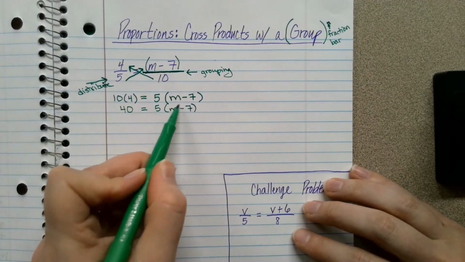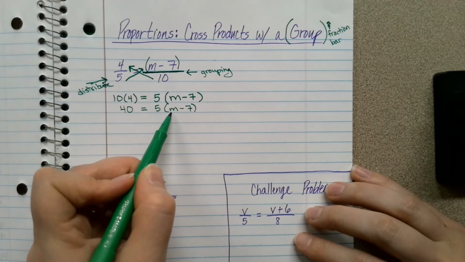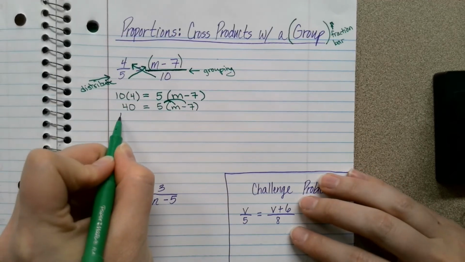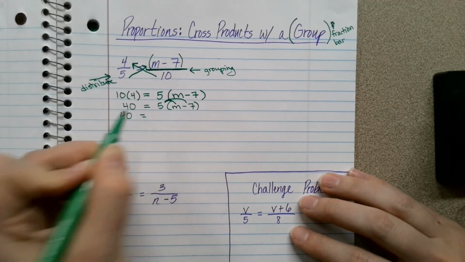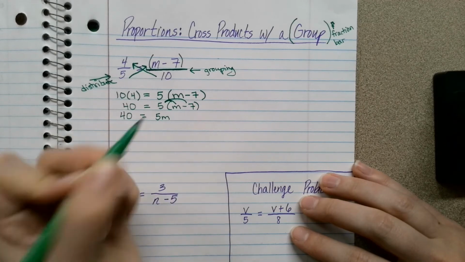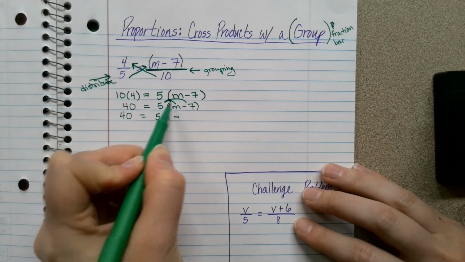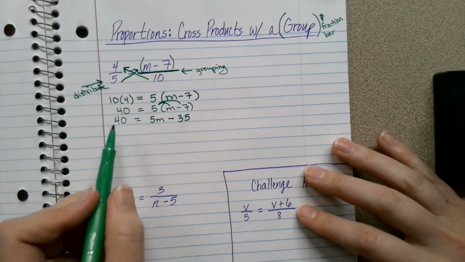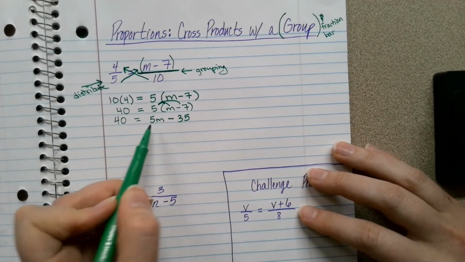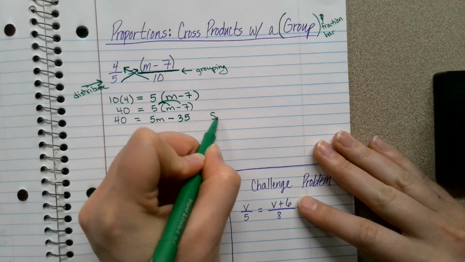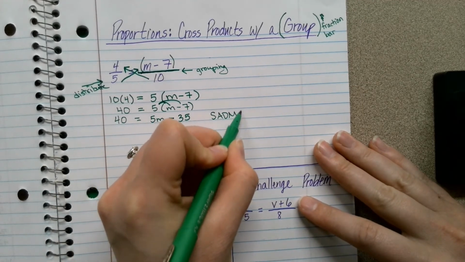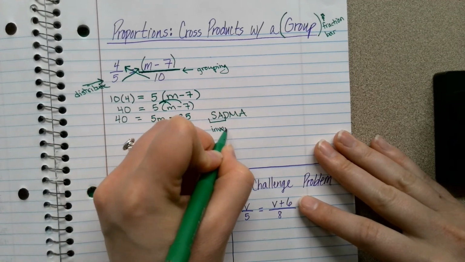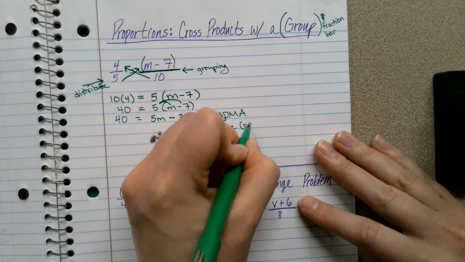We can't subtract first within our parentheses because we have an unknown. So to get rid of parentheses, we need to distribute the 5 to both terms, which is going to give us 40 is equal to 5 times m, 5m, minus 7 times 5, which is 35. From here, we want to isolate the variable using SADME. Any addition or subtraction that we want to cancel using inverse or opposite operations.